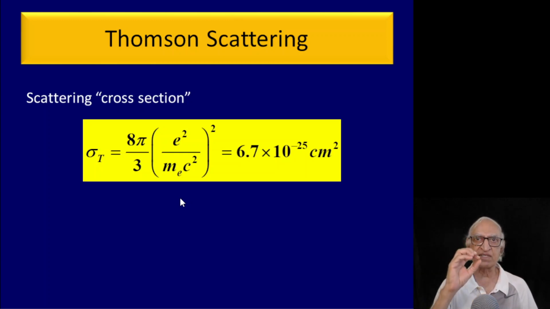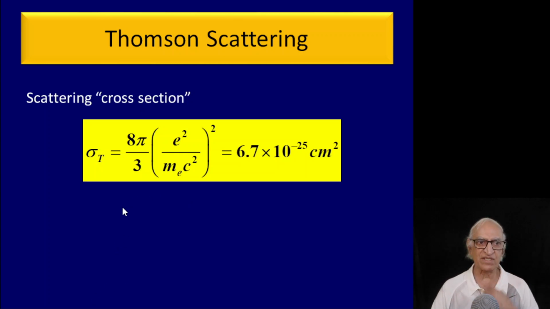If a charge e is distributed uniformly in a sphere of radius r, then the electrostatic energy is of the order of e squared over r. And when this electrostatic energy is equal to the rest mass energy of the electron, which is mc squared, that equation, e squared by r equals mc squared, defines the classical electron radius.